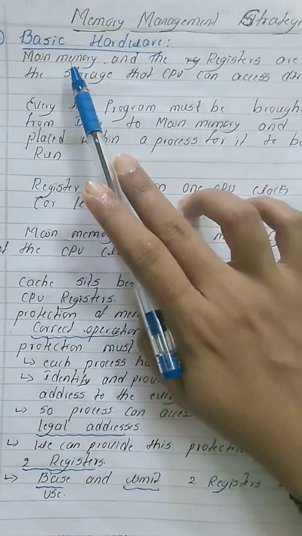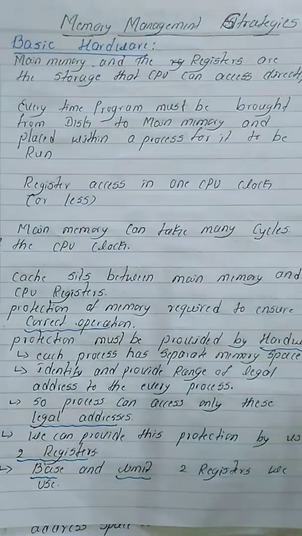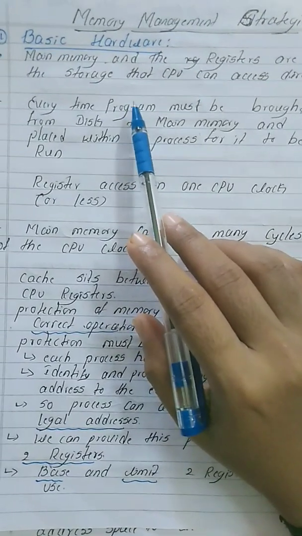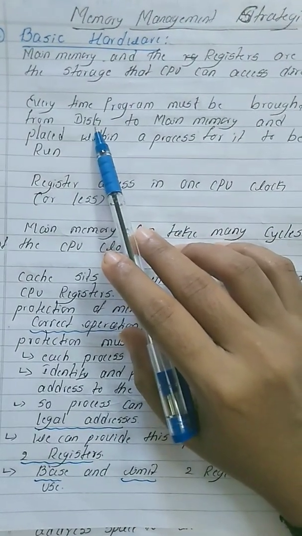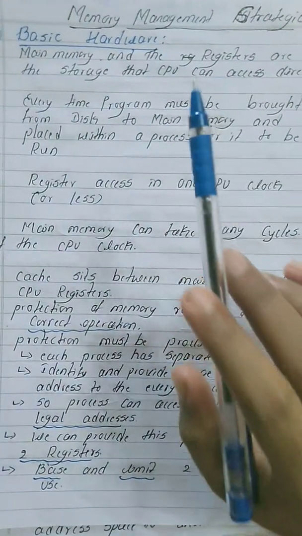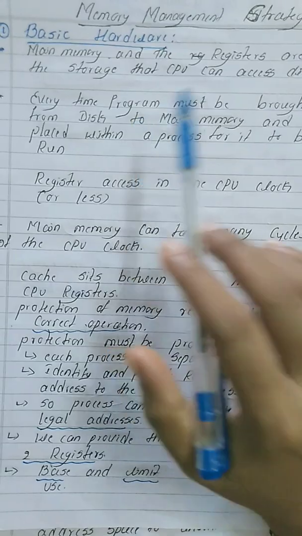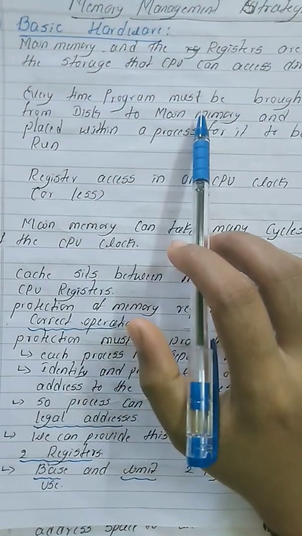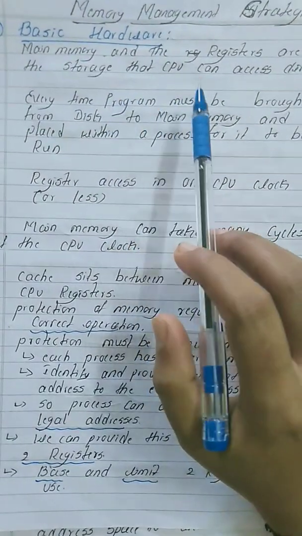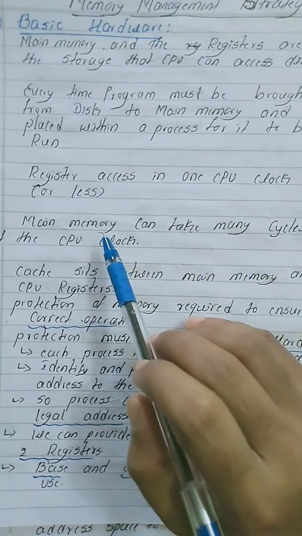As we know, we are using main memory and registers to store the data. Every time you want to execute a program, that program is brought from disk and placed into the main memory. Registers and main memory are used to store data, but registers take fewer CPU clock cycles than the main memory.